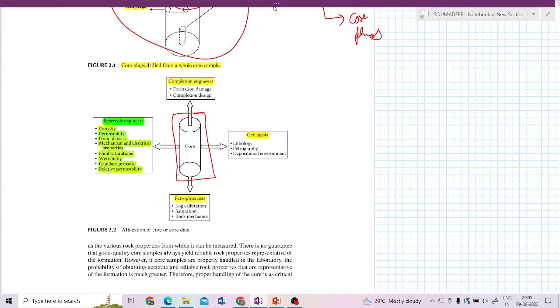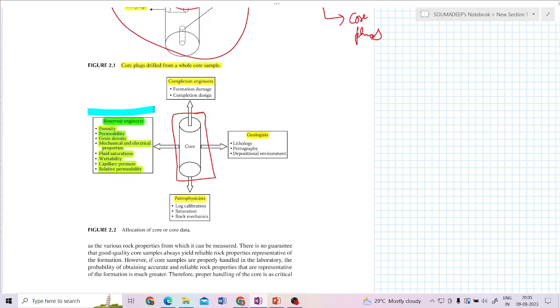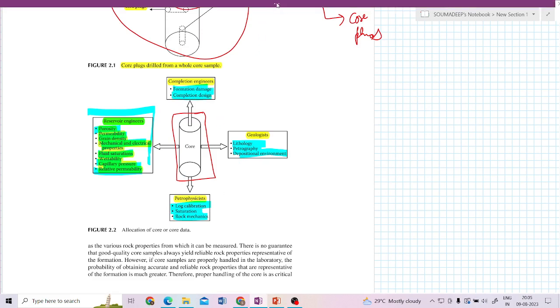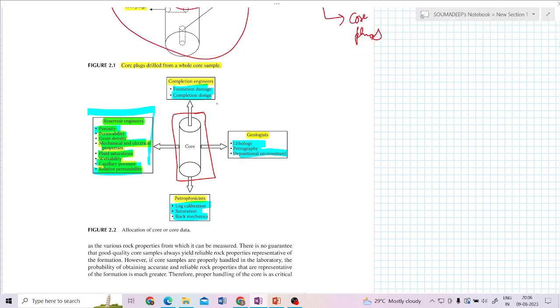So what does a reservoir engineer look for? A reservoir engineer looks for porosity, permeability, grain density, mechanical and electrical properties, fluid saturation, wettability, capillary pressure, relative permeability. A geologist looks for lithology, petrography, deposition, petrophysics, log calibration, saturation, rock mechanics. Completion engineers look for formation damage and completion design. Different sectors of people look for different sorts of data, and they all get it from the core analysis.